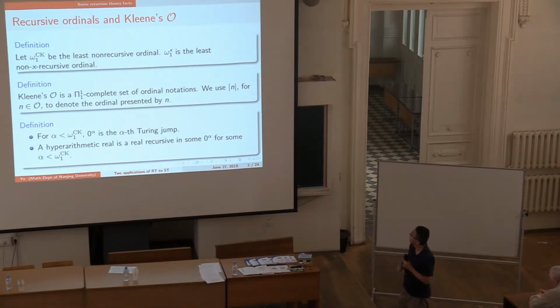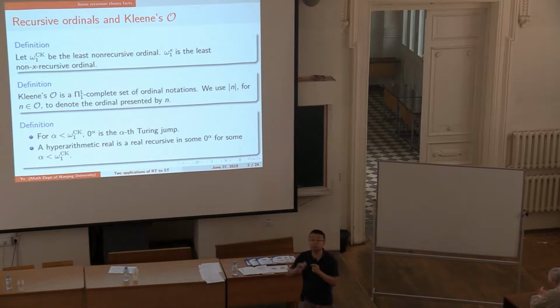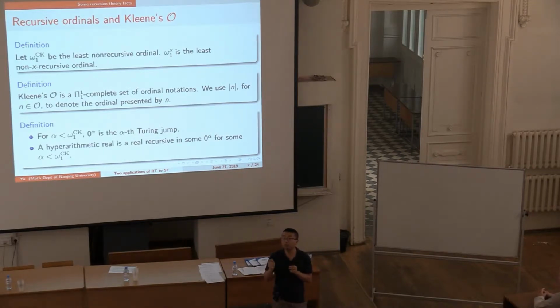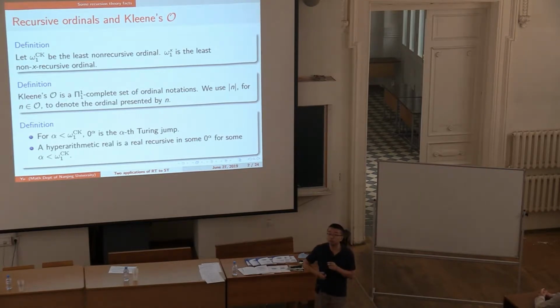Kleene's O: we can uniformly enumerate these ordinal notations, the presentations, and it becomes Kleene's O. Kleene's O is a Pi^1_1 complete set, the set of ordinal notations. An ordinal notation is a natural number which codes a recursive ordinal. There is a uniform way to enumerate these notations, and this is called Kleene's O. We use the norm to denote the ordinal it presents.